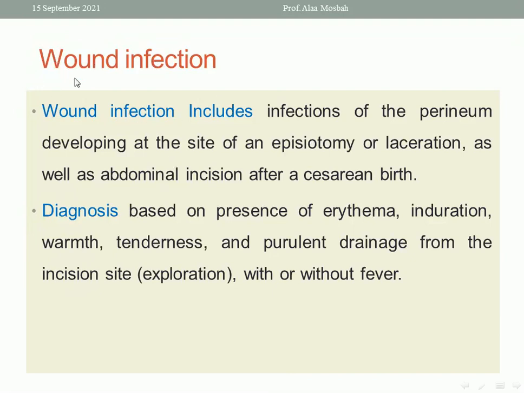The next complication in the puerperium is wound infection, which includes infection of the perineum developing at the site of episiotomy or laceration, or in the abdominal incision after cesarean birth. The diagnosis is based on the presence of erythema, induration, warmth, tenderness, and purulent drainage from the incision site, with or without fever.